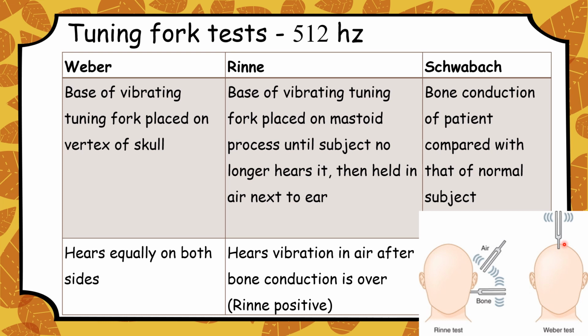And then Rinne's test. The base of the vibrating tuning fork is placed on the mastoid process until the subject no longer hears it. Then it is held in air next to the ear. If they hear the vibration in the ear after bone conduction is over, then that is Rinne's positive. And then the Schwabach test is similar to Rinne's test. We just have to add one thing, that is we have to compare the bone conduction of the patient with the normal subject.